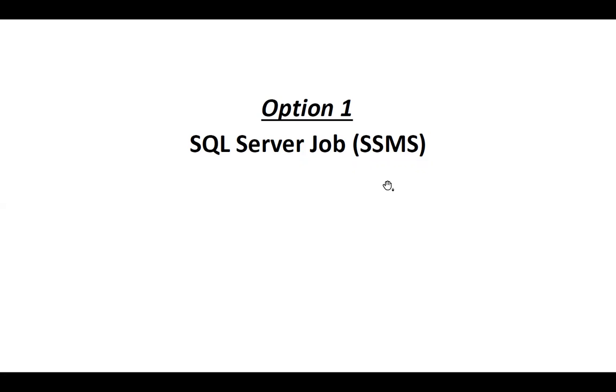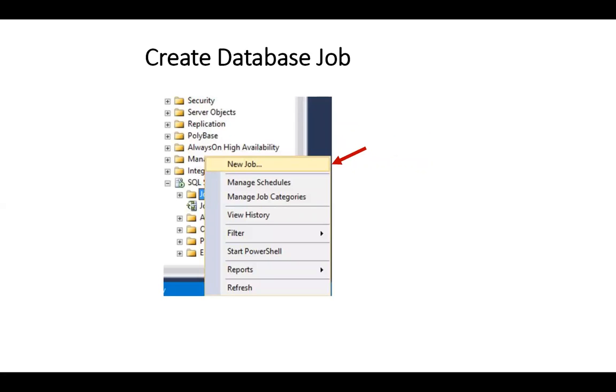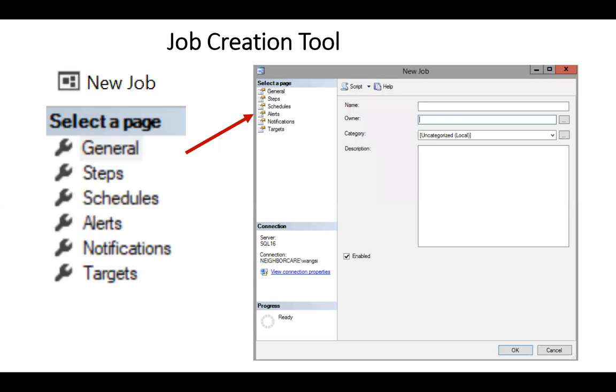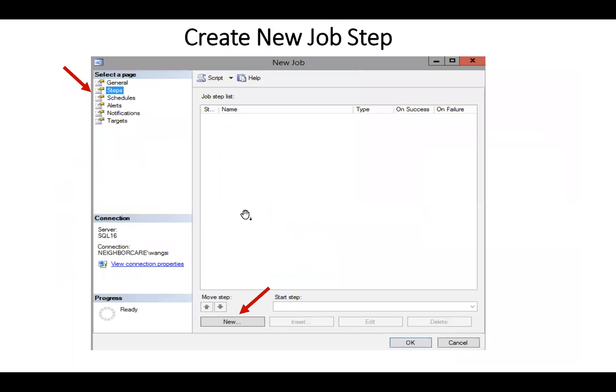SSMS stands for SQL Server Management Studio. I included all the instructions here. So we need to go to SSMS, create a new job, and then provide details about the job. When we create a new job, there are several screens we need to provide the information on. On the general screen, we will give the job a name. And then we will create a step, a job step.